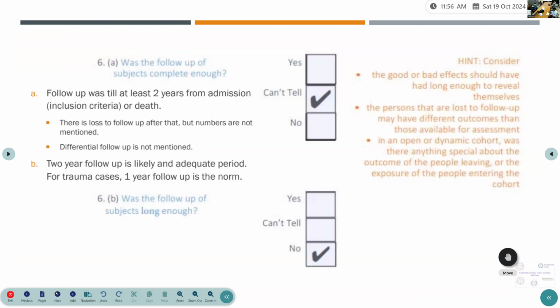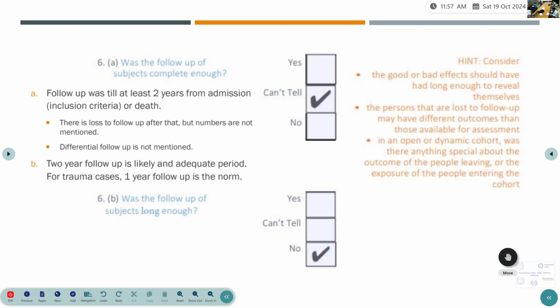So the previous question being whether the confounding factors were accounted for, we saw how they did the propensity score matching, and we saw that after the propensity score matching, there was a good balance of covariates of interest in the two groups. Now the next question is whether the follow-up of the subjects was complete enough.